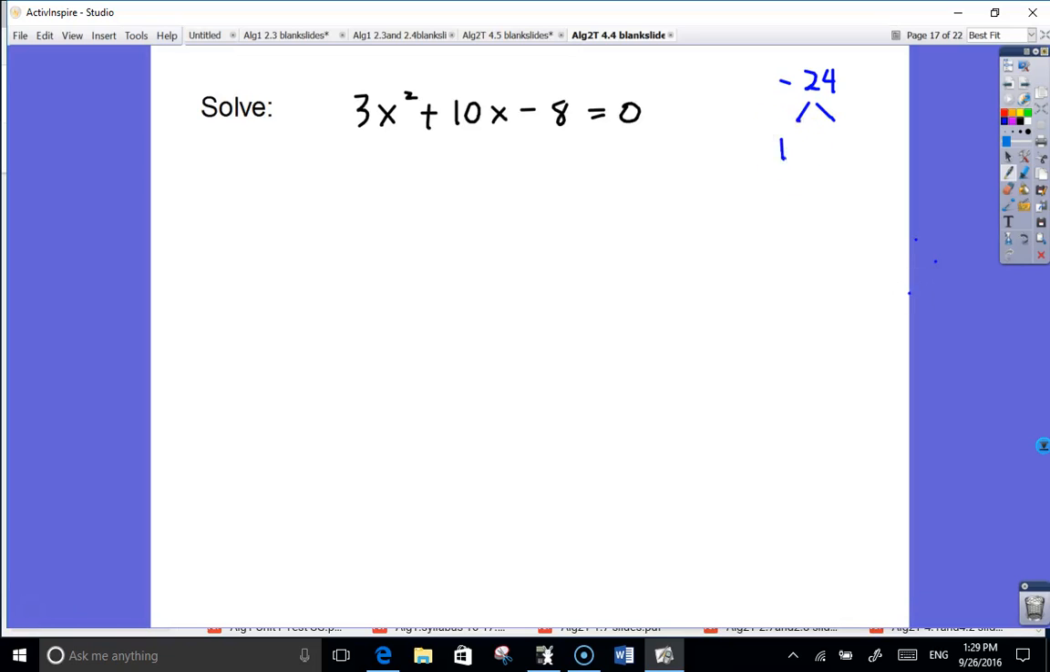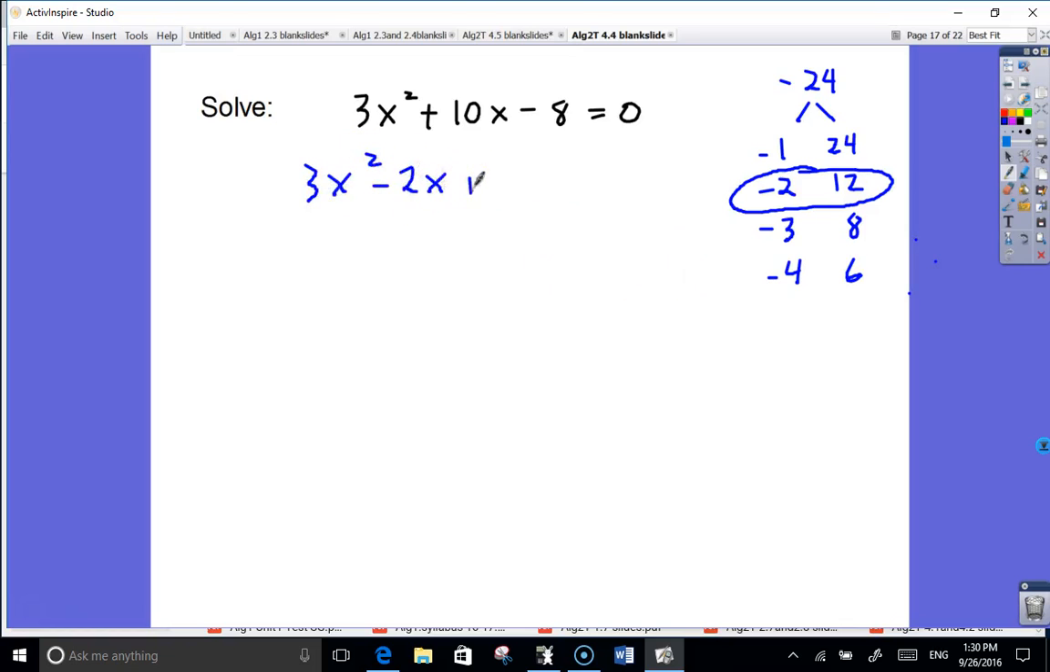I mean, all the factors of 24, which has quite a few, are like that. Since they're going to add up to a positive number, I know that the larger number is positive and the smaller number is negative. And the pair that adds up to positive 10 is that one right there. So here we go: 3x squared minus 2x plus 12x minus 8 equals 0.